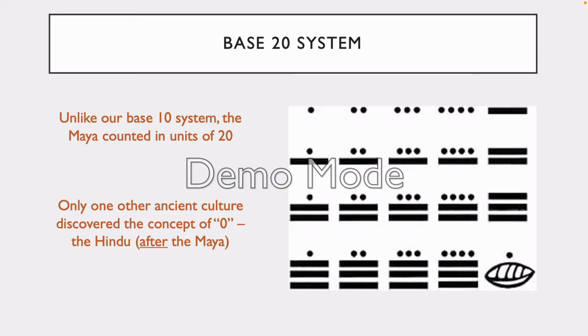So first and foremost, unlike our base 10 system that we use nowadays, the Maya counted in units of 20. And so what you see represented here are the singular dots that each represent 1, and then the bar system is once you get to a bar, you've got 5. So for example, the second row here, 2 bars, you're up to 10, 15, and then what we see here is the special symbol for 20. There's only one other ancient culture that discovered the concept of 0 that they also used, and that was the Hindu, but this occurred after the Maya had already done it.